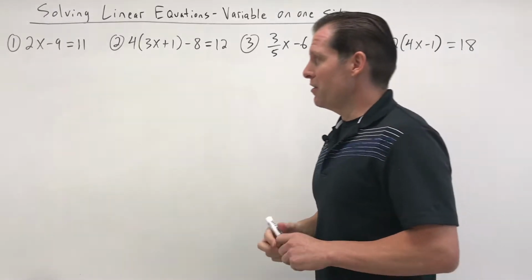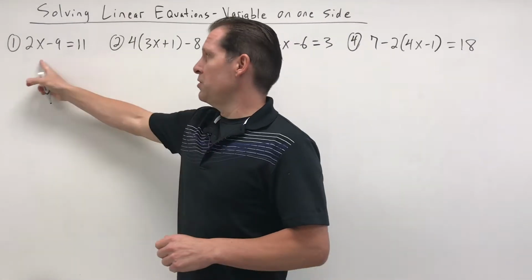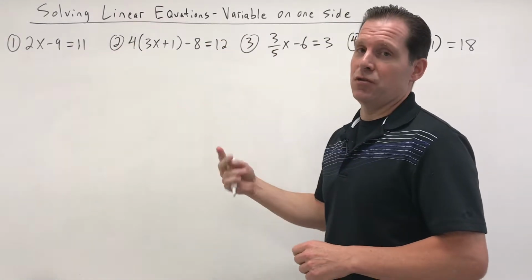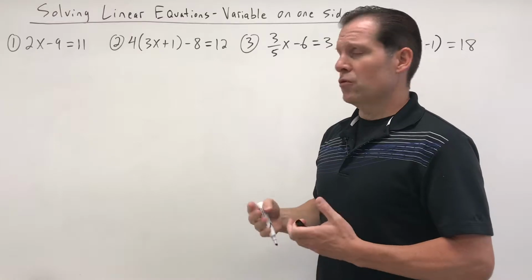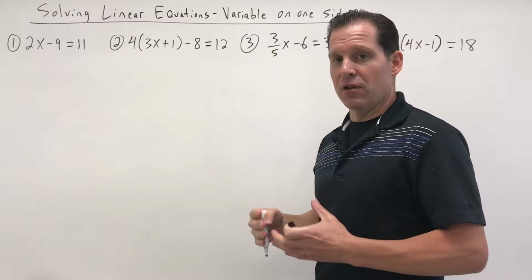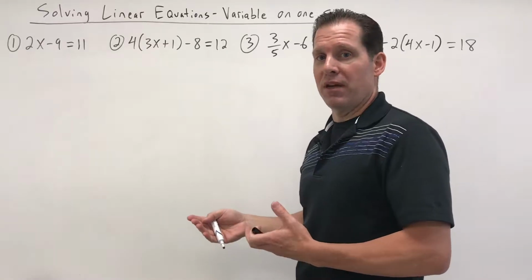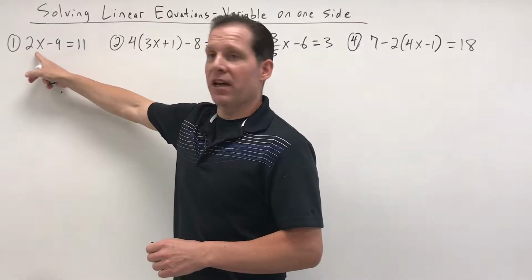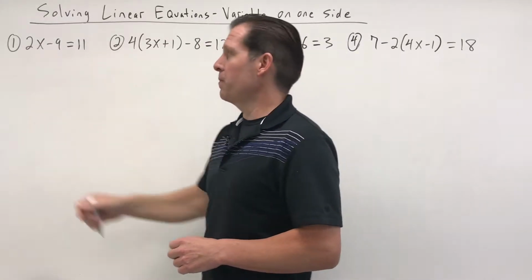We'll start with number one, which is just a two-step problem, which means I'm just going to need two steps to solve for x. When solving for x, we want to isolate the x, get it by itself, so that we can basically find out what value of x will make this equation true.